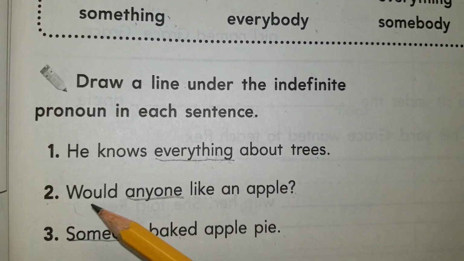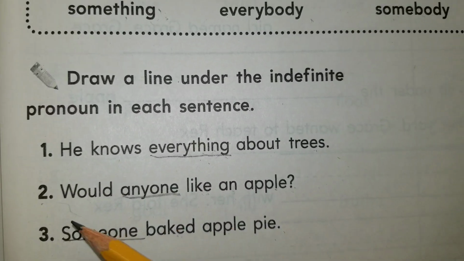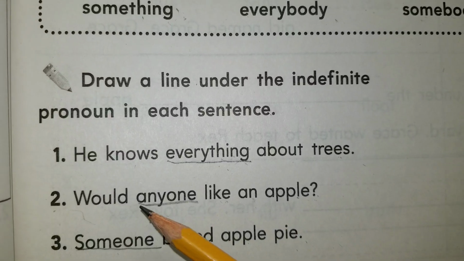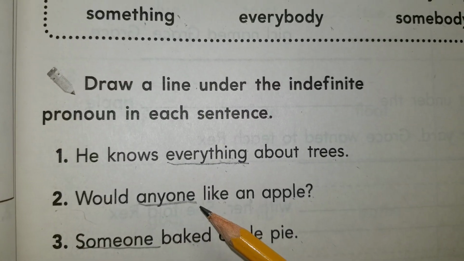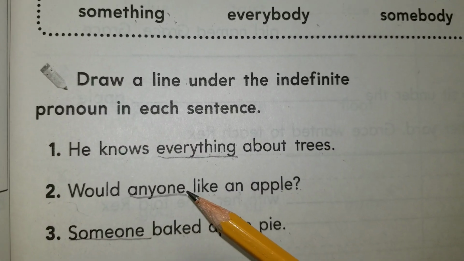Number two, boys and girls. Number two says, would anyone like an apple? As you can see, anyone is our indefinite pronoun right here. Anyone. So we underline anyone.